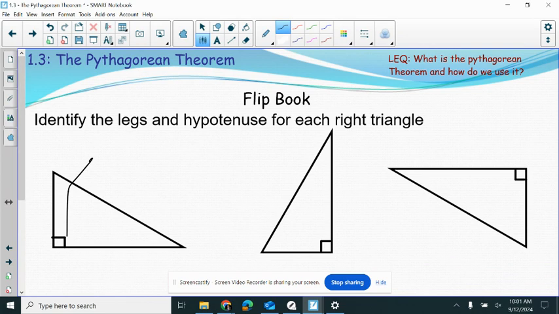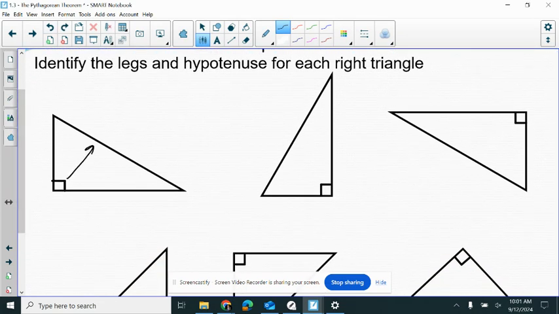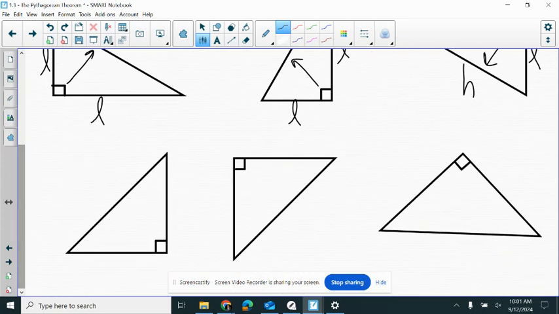So what I like to do is just identify the hypotenuse first. So across from the right angle, that's my hypotenuse. The other two are going to be legs. You guys notice the right triangle can be flipped around, so the hypotenuse can be on different sides. So it's really important that we are able to identify what side is the hypotenuse.